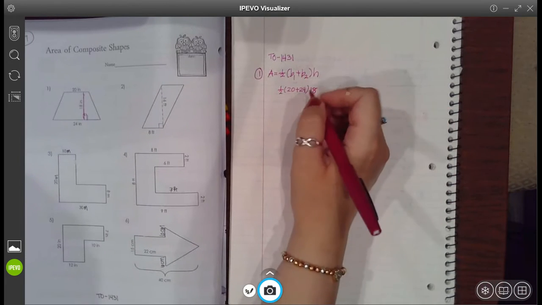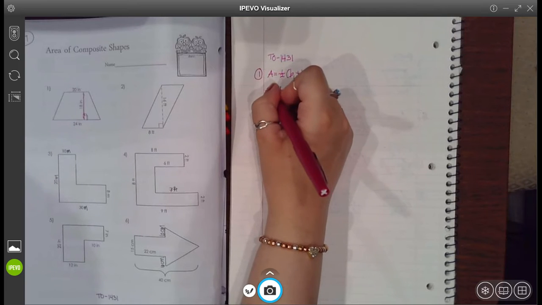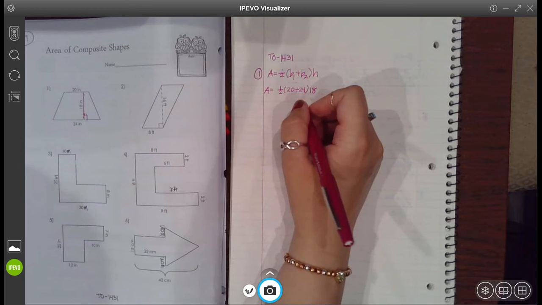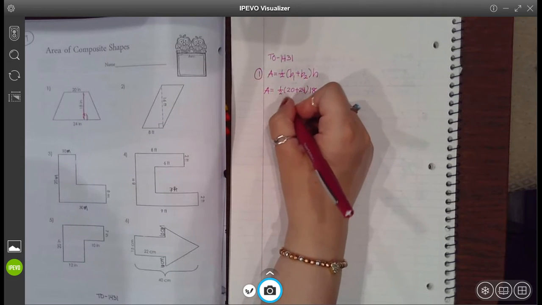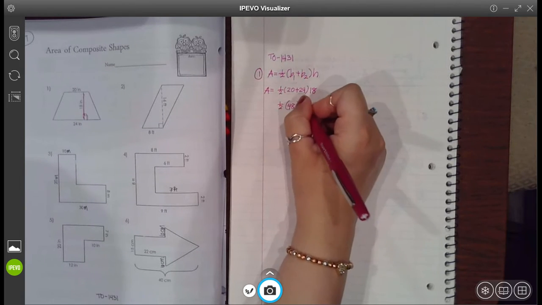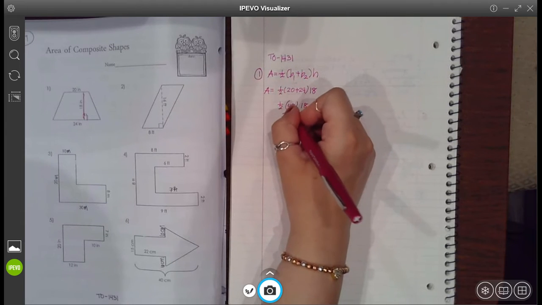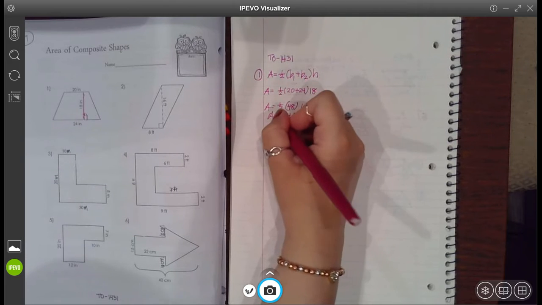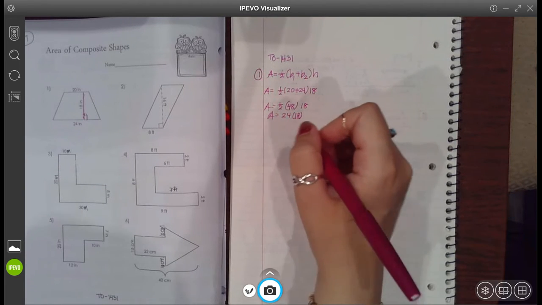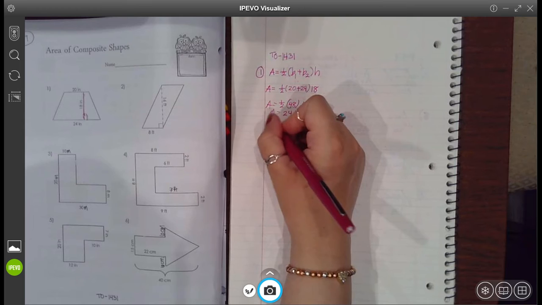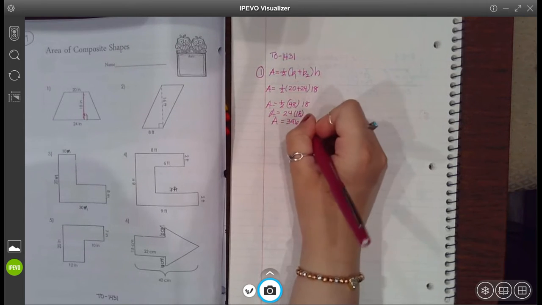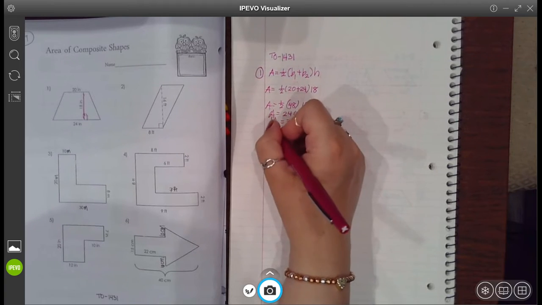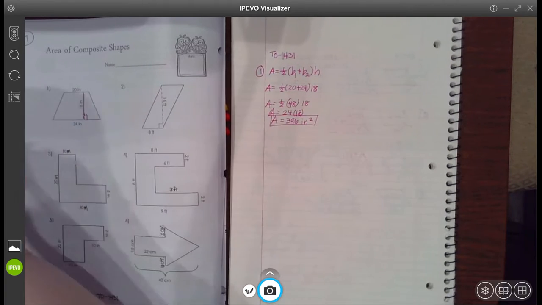Okay, so now that I have my formula and I plugged in what I know, I do parentheses first. 20 plus 24 is 48. And then half of 48 is 24. So now you just have 24 times 18. Go ahead and plug that into your calculator, and you get 396 inches, or inches squared. Well, it's area, so inches squared. All right, and that was number one.